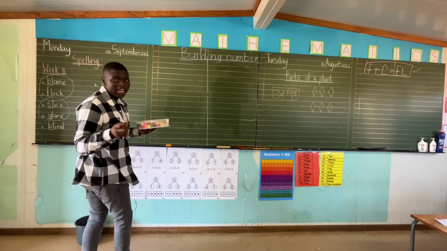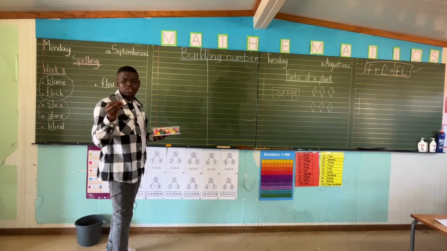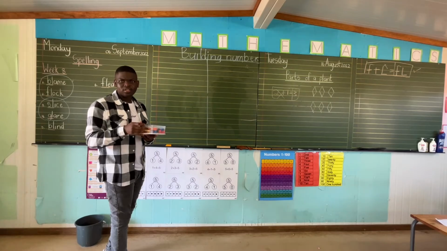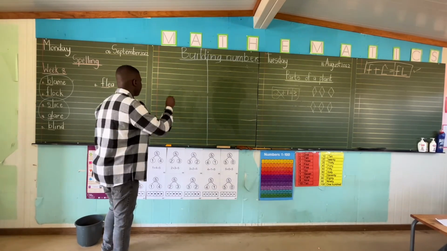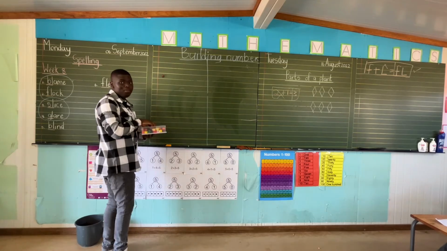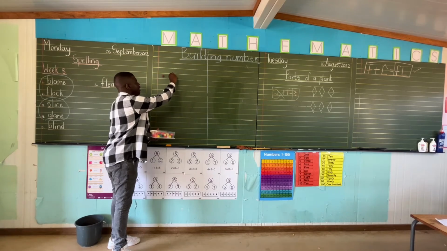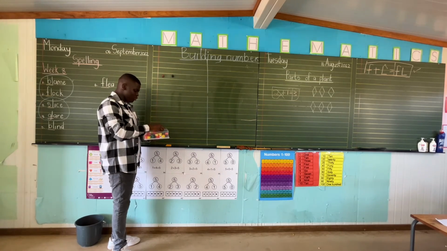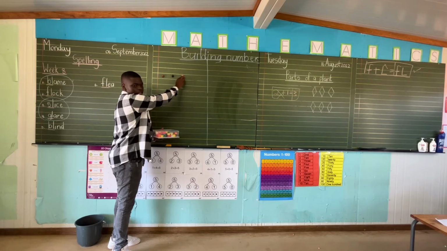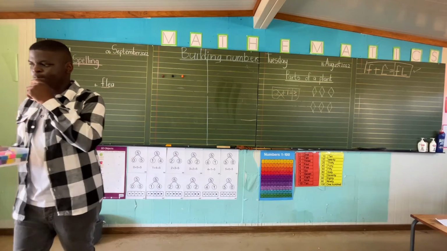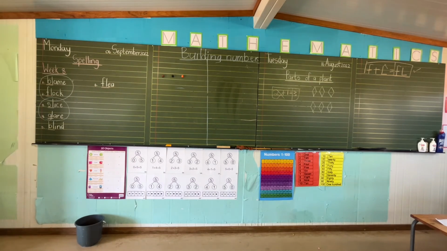So let's do it like this. We have 1, 2, 3. Okay. Let's say we have 1 block. Do you see the 1 block? We have another block here. 2. Wait, 1, 2, 3.